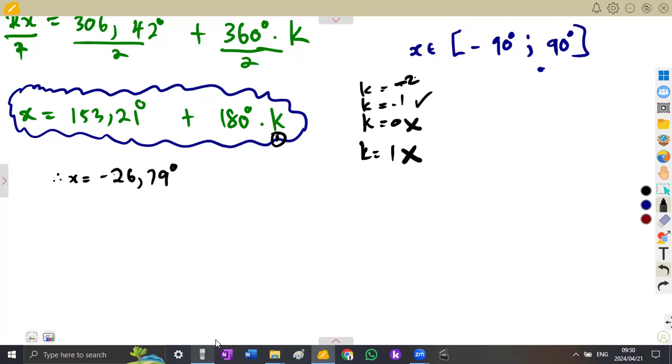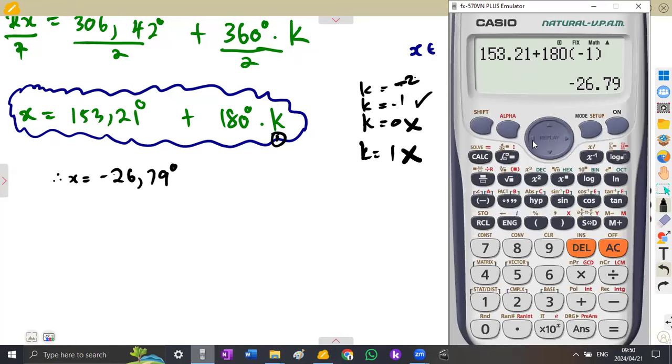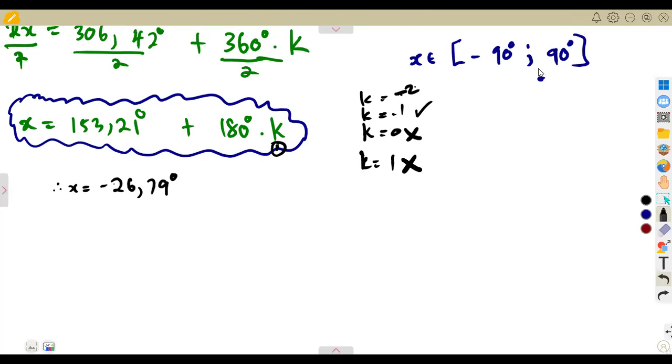At k equal to -2, you can just try this one and see. We substitute k being -2. Let's see the answer. The answer is -206. It's out of the interval because our interval is supposed to start from -90 up to positive 90. So that is out of the interval.